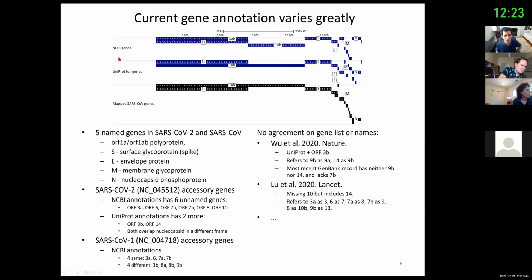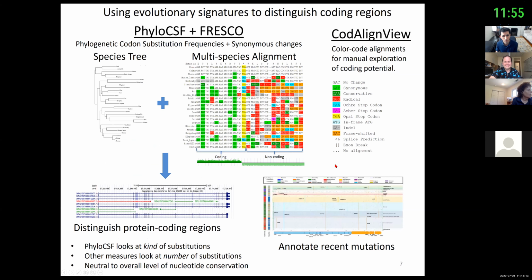If you look at NCBI genes or UniProt genes or the mapped genes, you basically see that the actual number varies a little bit, and that there's a lot of variation beyond the known genes. So as I showed on the first slide, we know about the surface glycoprotein, the spike, envelope, membrane, nucleocapsid, but there's a large number of other genes that vary greatly. And what we've done is basically realize that some of them are actually not protein coding genes.